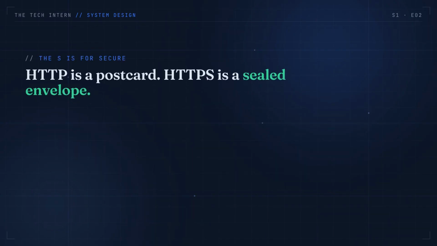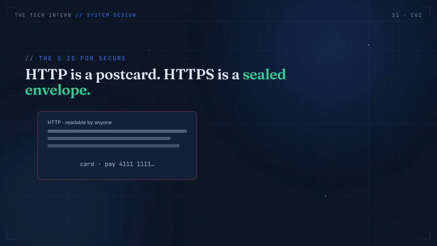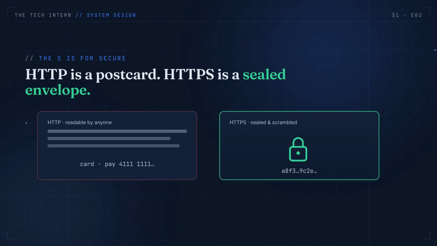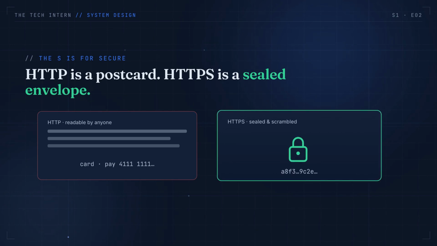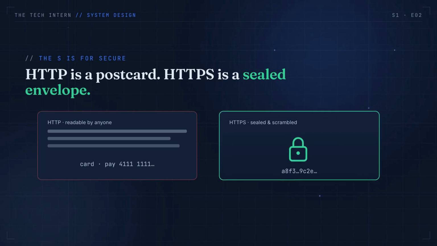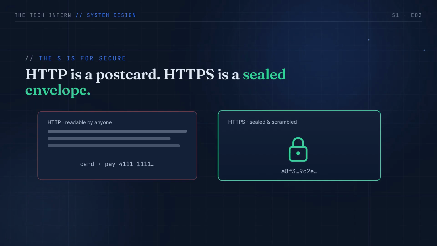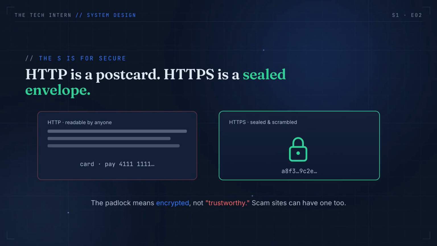One more letter. The S in HTTPS. It just stands for secure. Plain HTTP is like a postcard. Anyone who handles it on the way can read it. Your card number right there in the open. HTTPS is a sealed envelope. Your phone and the server quietly agree on a secret, then scramble everything. To anyone in between, it's gibberish. That's the little padlock. But careful. The padlock only means the line is encrypted. It does not mean the site is honest. Even scam sites can show a padlock.